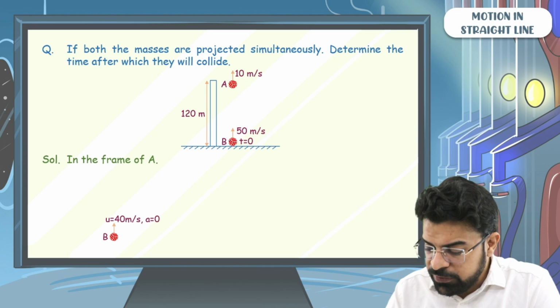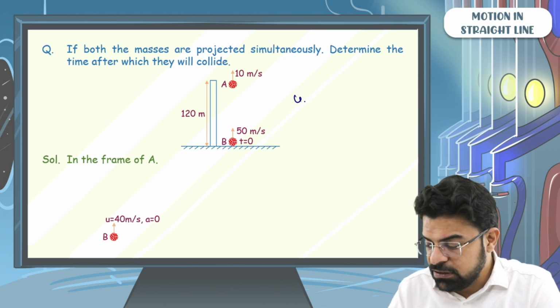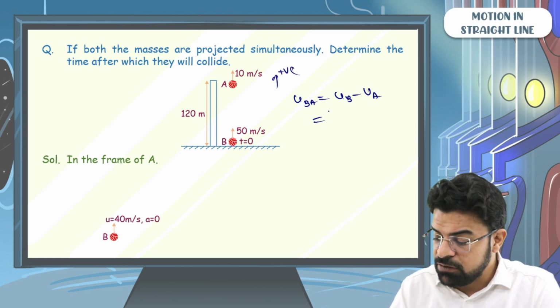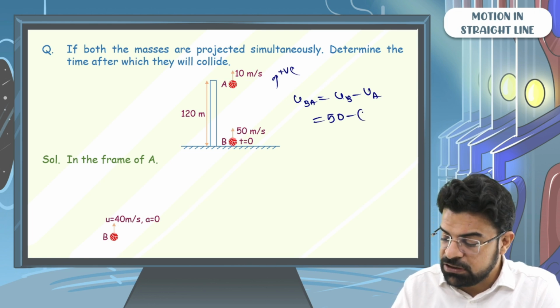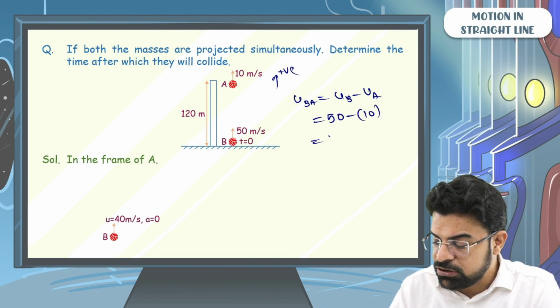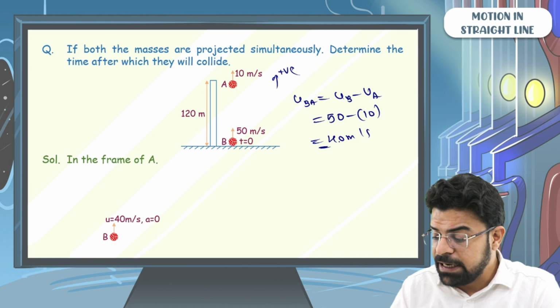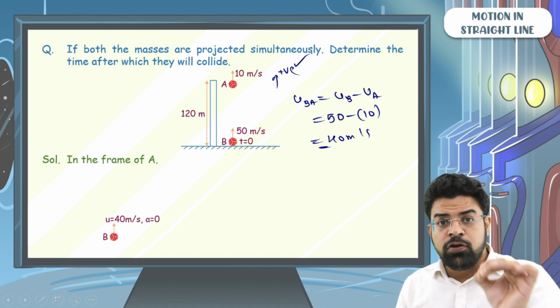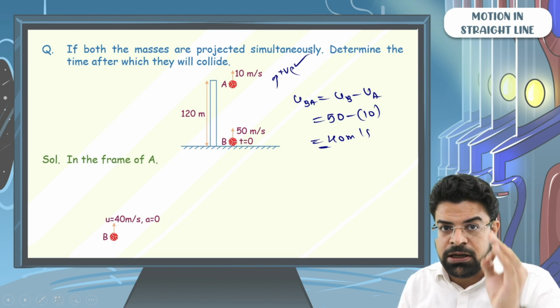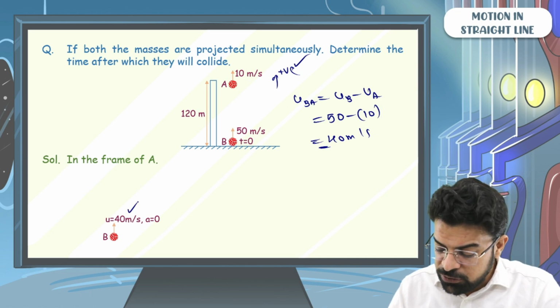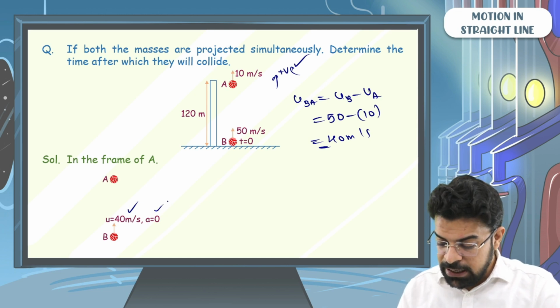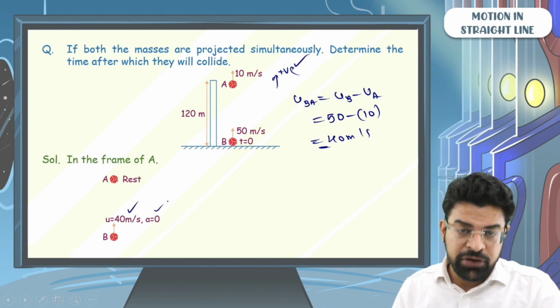In the frame of A, how to find the velocity of B? You will say initial velocity of B with respect to A equals initial velocity of B minus initial velocity of A. If I take the upward direction as positive, initial velocity of B will be written as plus 50, minus initial velocity of A, which is plus 10. So you get 40 meter per second. The plus sign tells us that in whichever direction you have assumed to be positive, the velocity of B with respect to A comes out in that direction. So the initial velocity of B with respect to A will be 40 up, acceleration will be 0, and A will say, I am at rest, I am fixed.